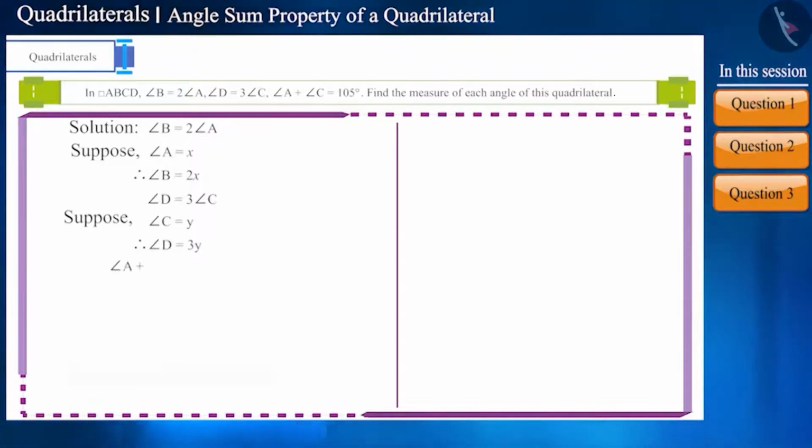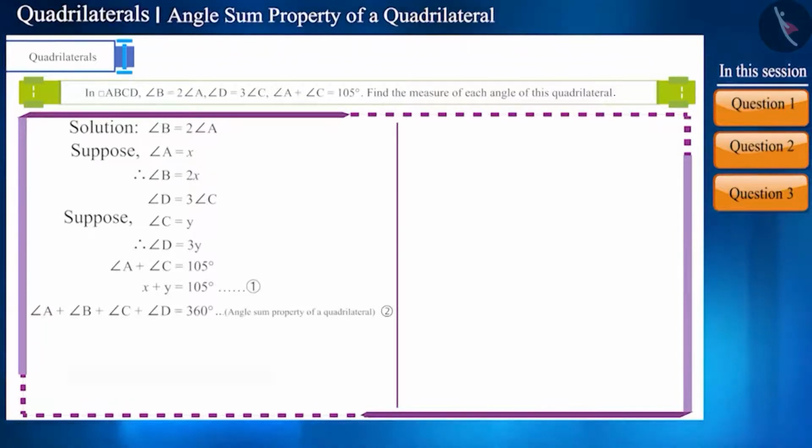It is also given that angle A plus angle C is equal to 105 degrees. Angle A and angle C can also be written as x and y in this way. Let us call this equation 1. We know that the sum of all the angles of a quadrilateral is 360 degrees. Let's call this equation 2.